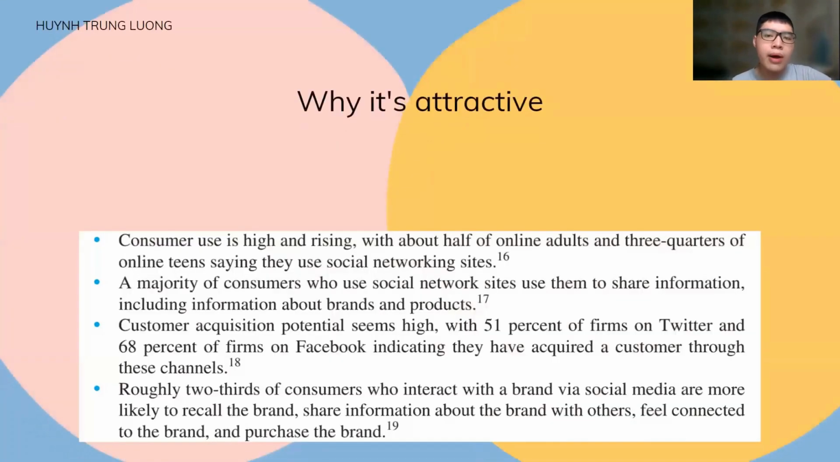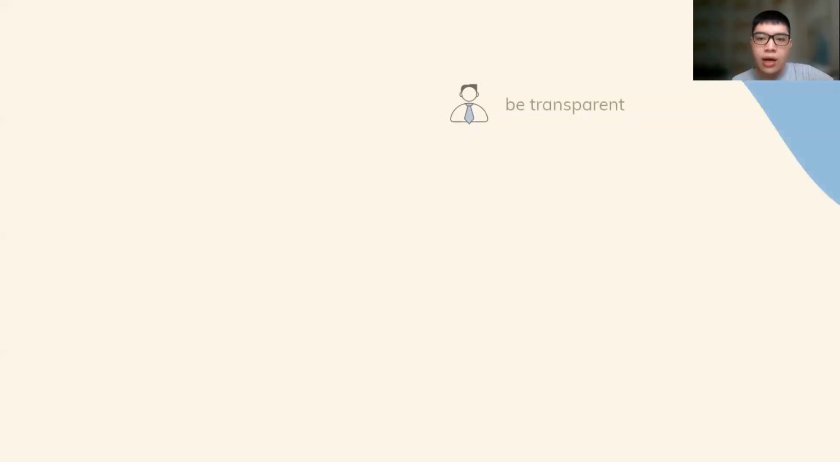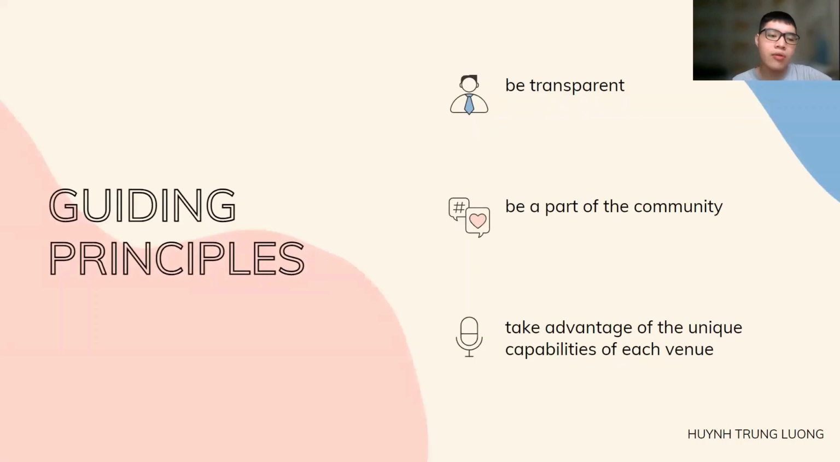The reason why marketers find online marketing so attractive is listed in these four bullet points. But aside from their attractiveness, in order to get the most out of it and make it the most effective in an online community, the marketers have to follow these three short guiding principles. First, they have to be transparent. Second, they have to be a part of the community, as well as they have to take advantage of the unique capabilities of each venue.